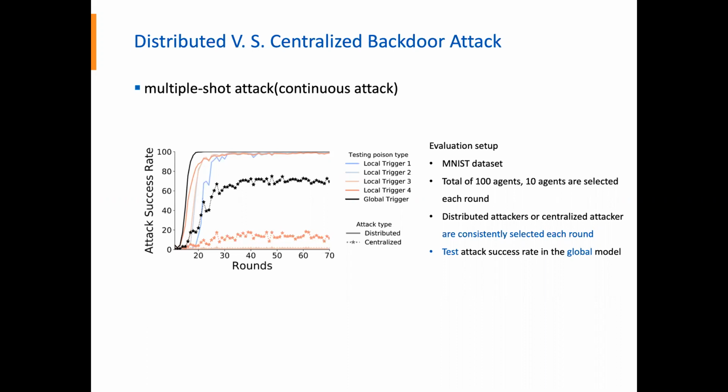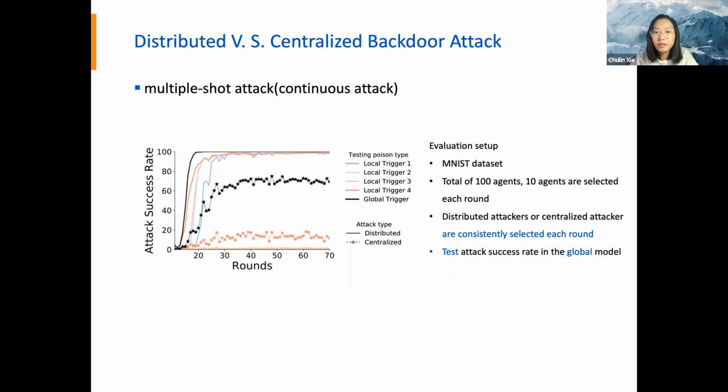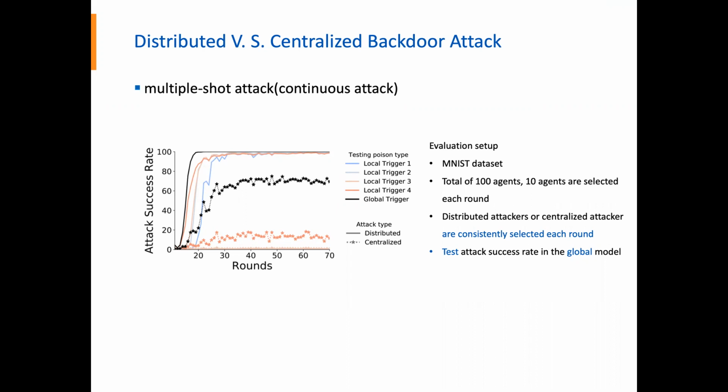Yeah, thank you. Actually, I have a question. As my understanding, the centralized attack should only have one global trigger, right? But why does it also have four local triggers? As I see it from your paper, the centralized attack also has four local triggers. So can you explain this one? Thank you.